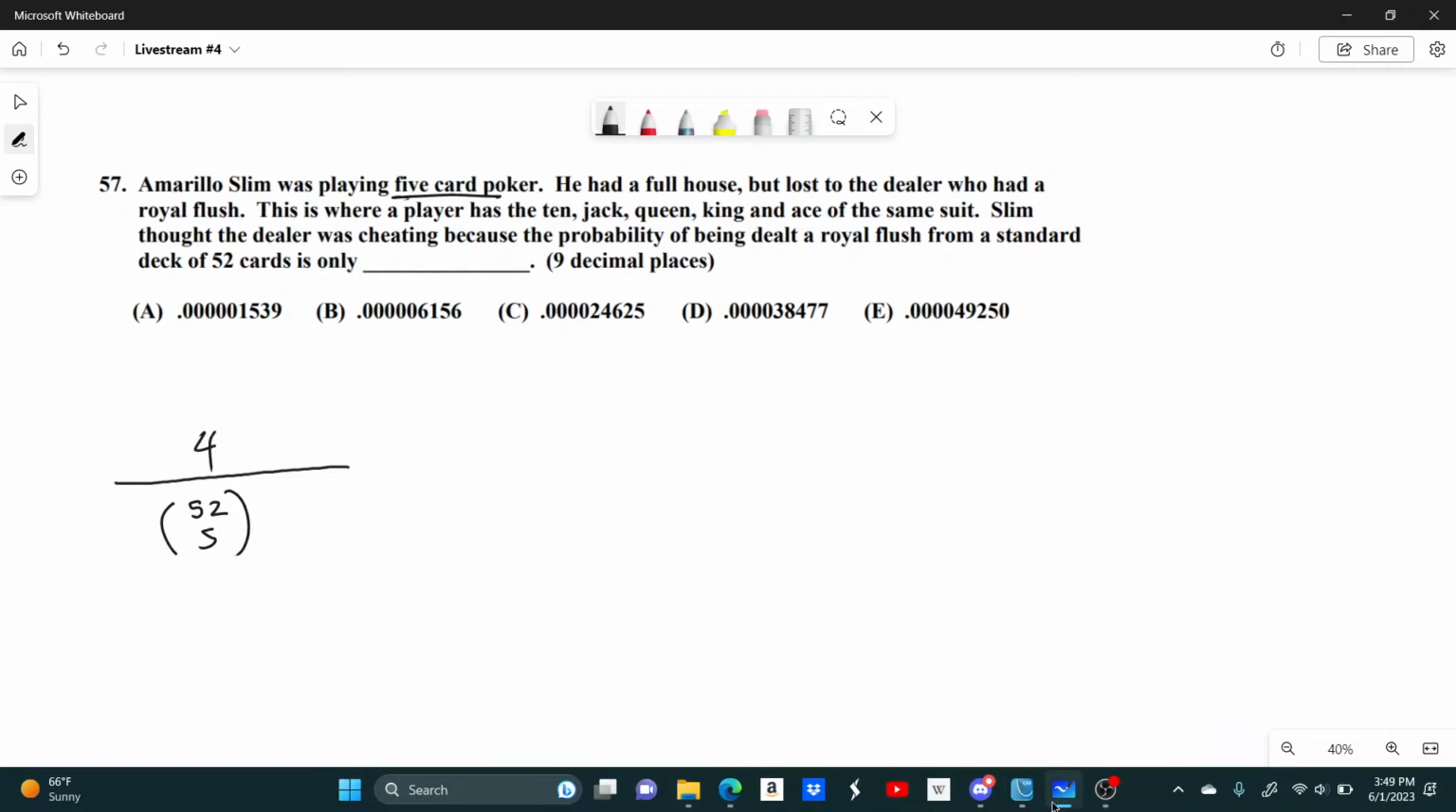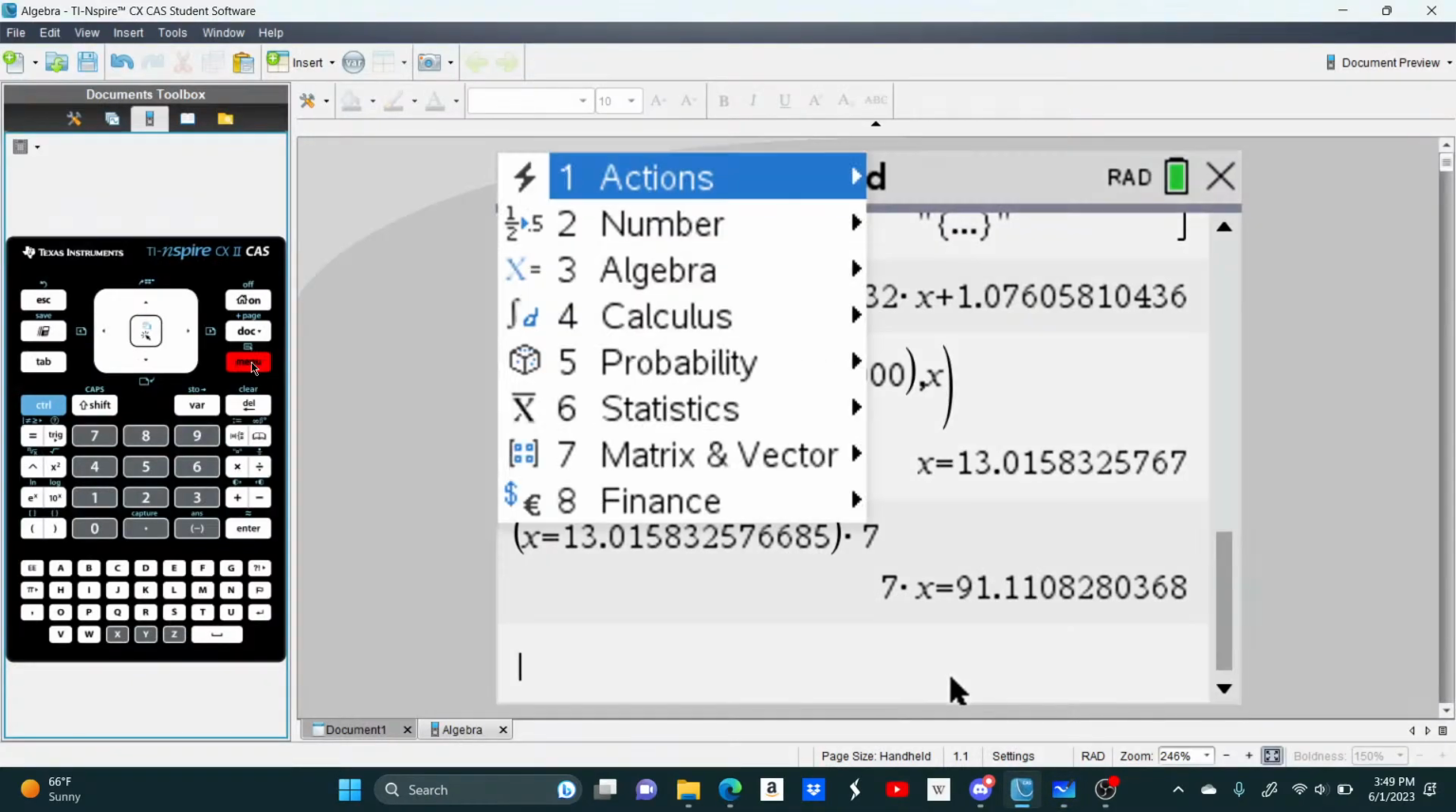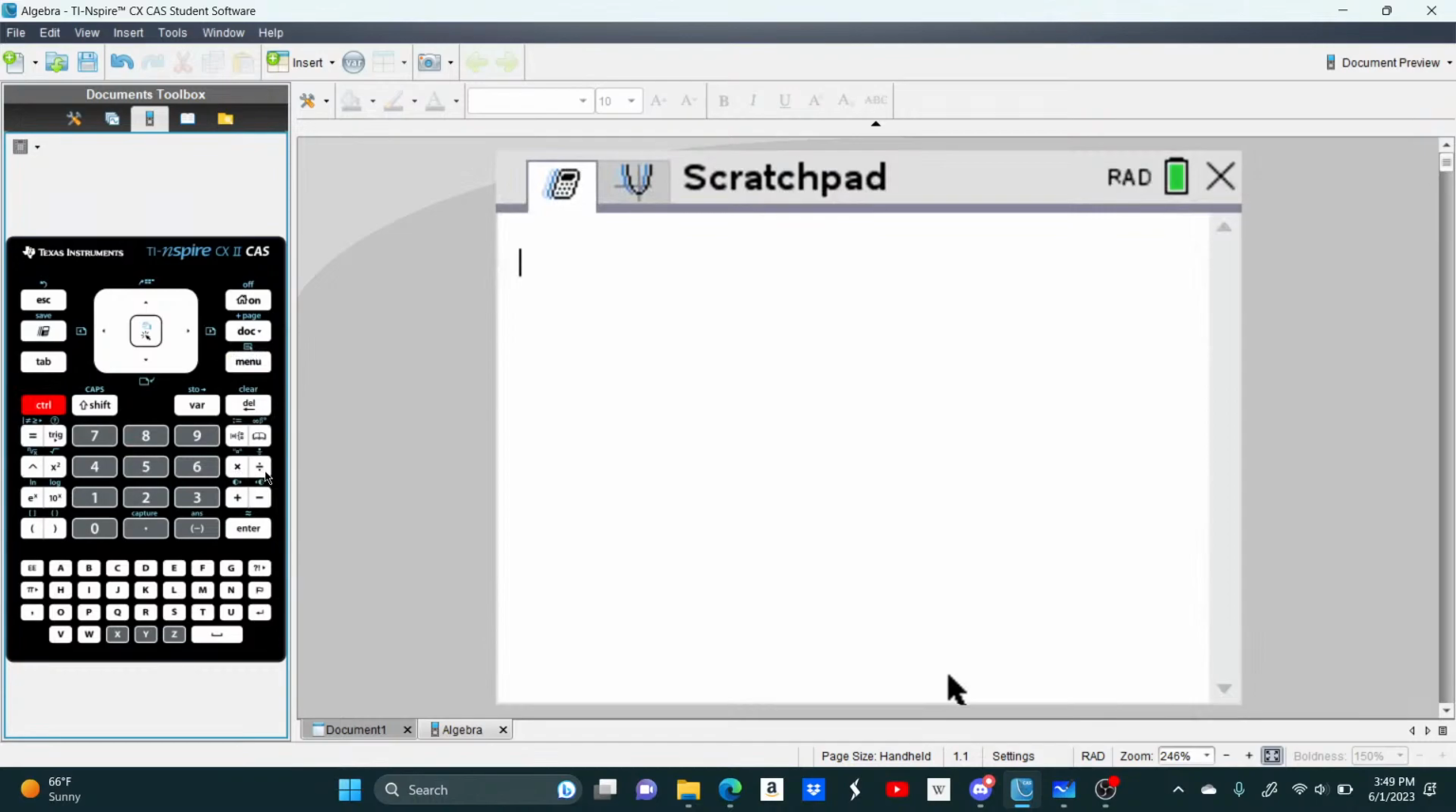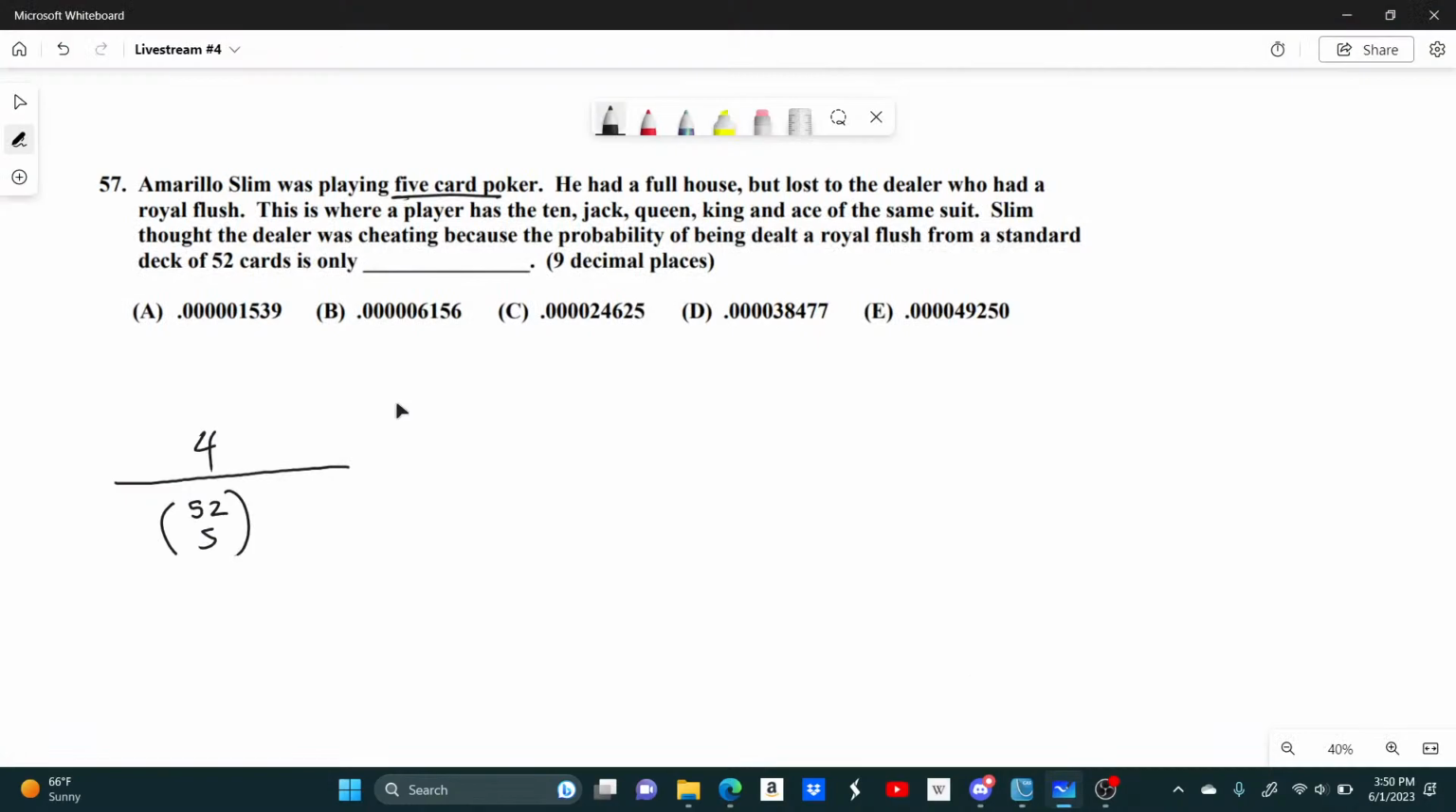And so when you evaluate this, you should get a really small number. 4 on top, 52 choose 5. You get, I'm just looking at the end, 154 or 1539. Yep, there we go. That's answer choice A.